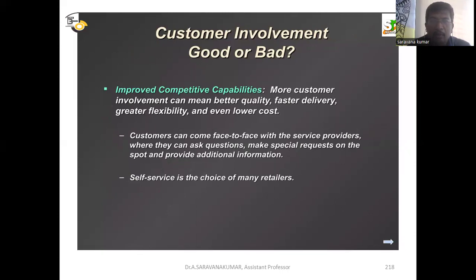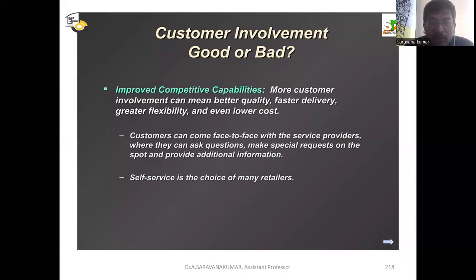Customer involvement, what about the good or bad? How to analyze? Improved competitive capabilities: more customer involvement can mean better quality, faster delivery, greater flexibility, and even lower cost. These things are very important to improve customer involvement, because every customer expects more involvement, in the sense of better quality of the product, receiving the product at the proper time on delivery, and greater flexibility, and even lower cost. Lower cost and better quality, that's what they're expecting.